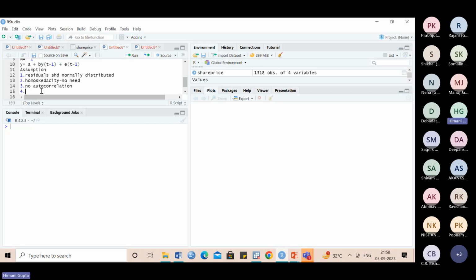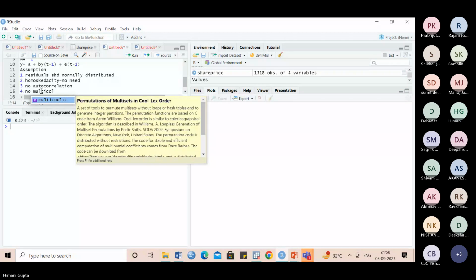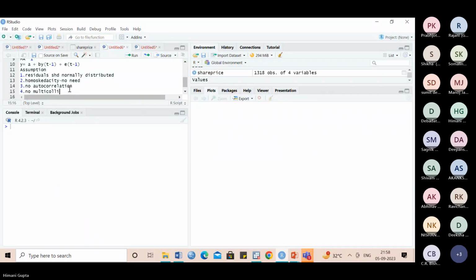Yes, what was my fourth assumption? Ma'am, residual should not have multicollinearity. Now, what do you mean by the word multicollinearity?